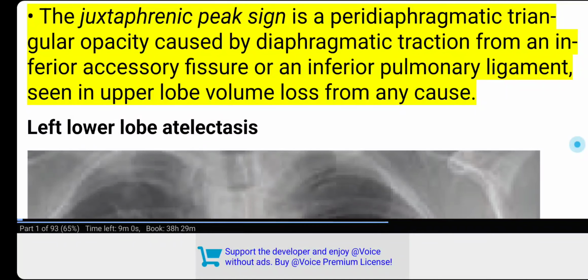The juxtaphrenic peak sign is a paradiaphragmatic triangular opacity caused by diaphragmatic traction from an inferior accessory fissure or an inferior pulmonary ligament, seen in upper lobe volume loss from any cause.